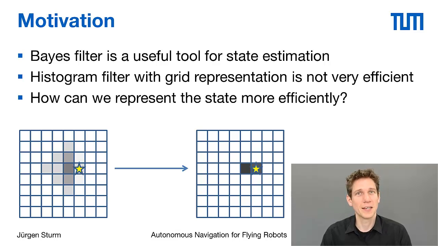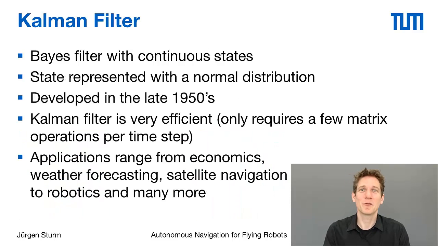So the question is, isn't there a way to represent the state more efficiently? And this is now where the Kalman filter comes in. The Kalman filter does that by representing the state in a different way, namely using normal distributions, which means that we have to store much less information, simply the mean and the covariance, to represent the state. And the second advantage is that because it represents the state using a continuous random variable, it doesn't have this discretization effect of the grid filter.